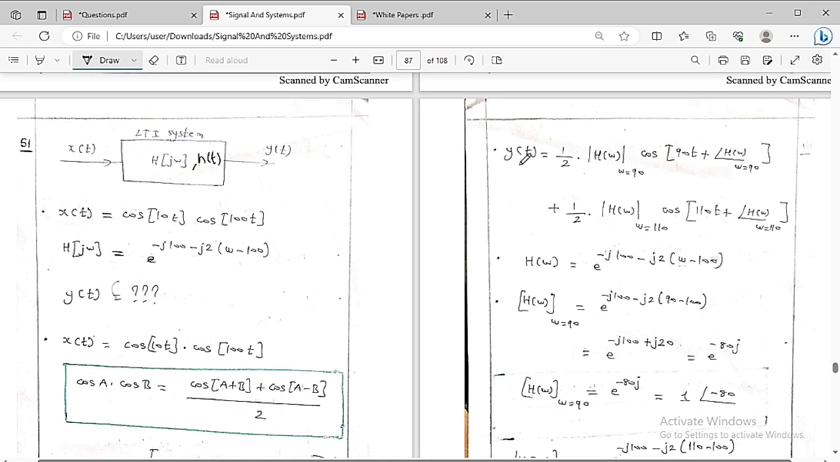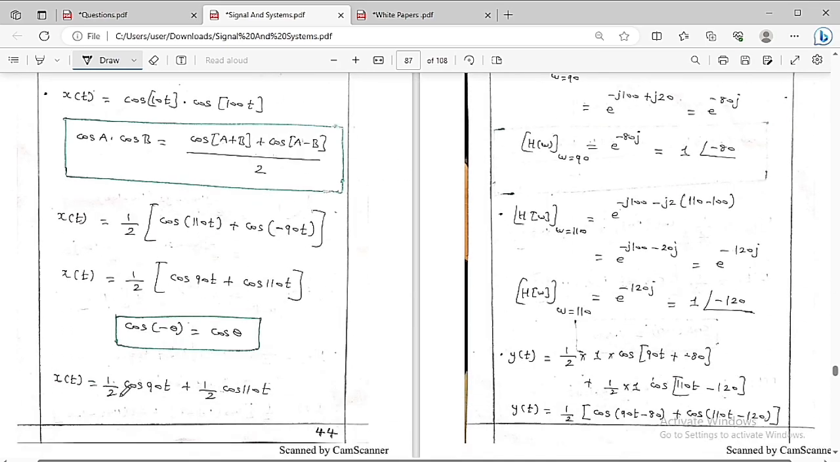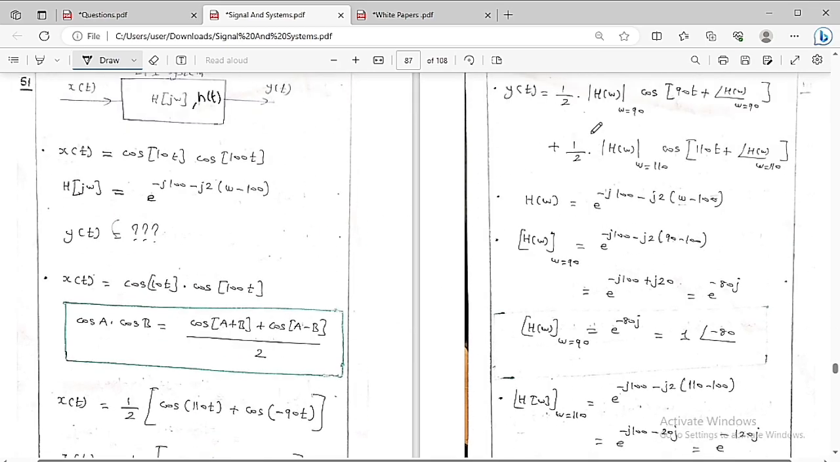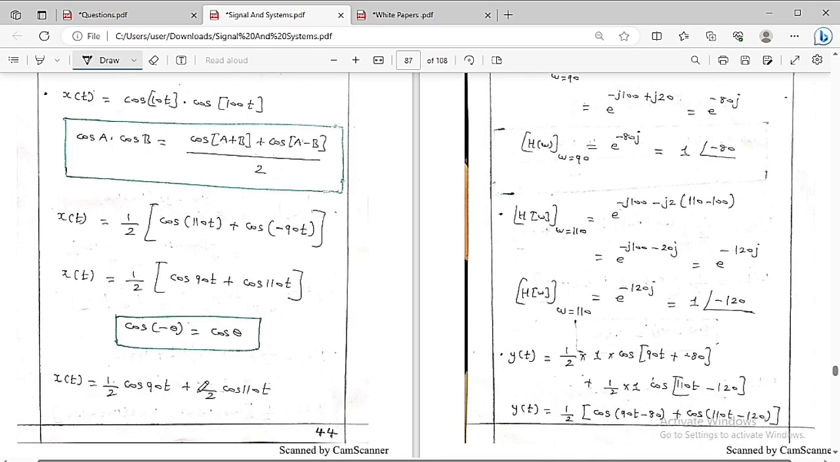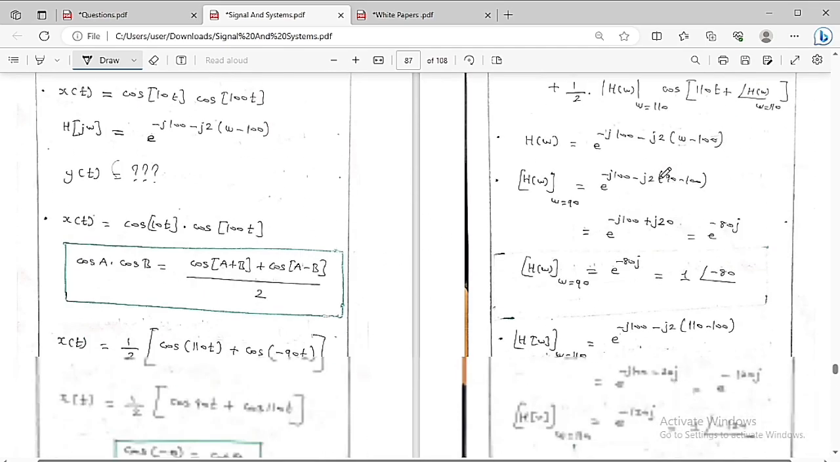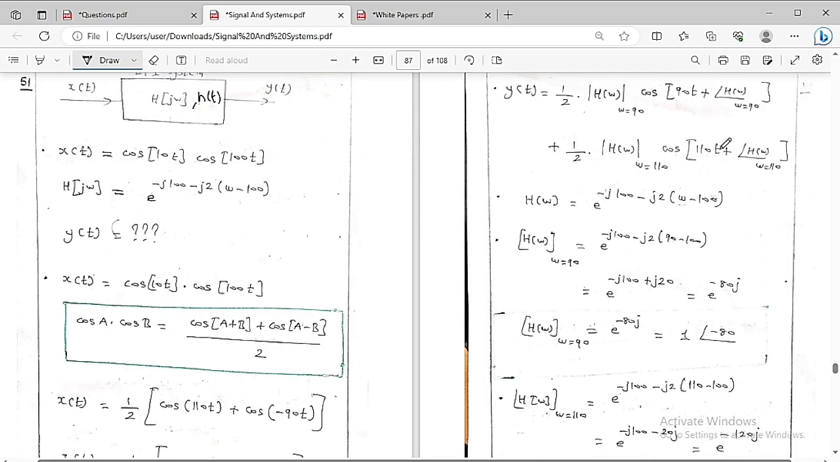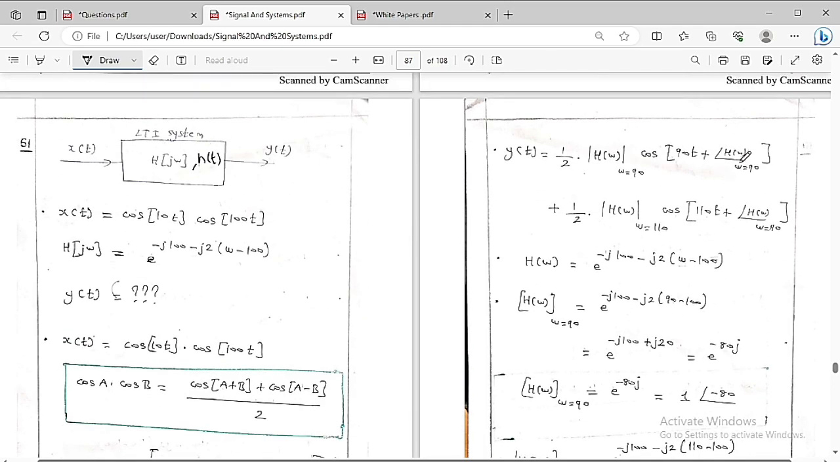So now what is y of t? See, half will be the same as it is. Half into the magnitude of h of omega. What is omega here? 90. So omega is equal to 90. The cos remains cos, so here also cos of 90t plus the phase angle of h of omega at omega equal to 90, plus again half into the magnitude of h of omega at omega equal to 110 into cos of 110t plus the phase angle of h of omega at omega equal to 110.